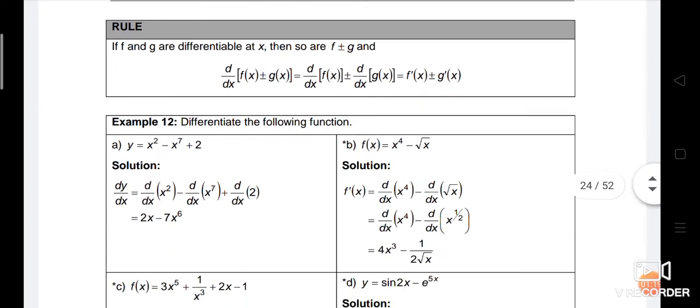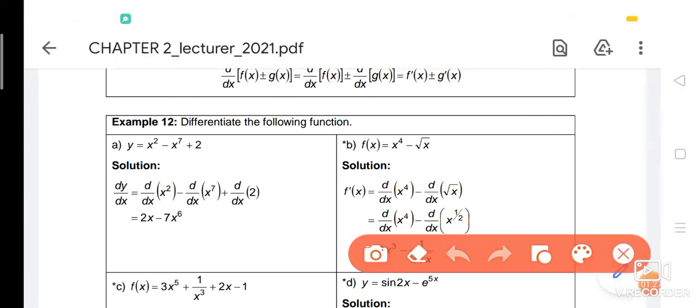Okay, differentiate the following function. Given number a, given y equal to x squared minus x to the power 7 plus 2. So differentiate dy/dx, differentiate y with respect to x. So we have dy/dx equal to differentiate x squared minus differentiate x to the power 7 and d/dx differentiate also 2. Okay, so differentiate each term.